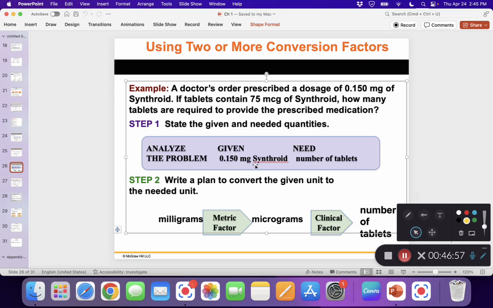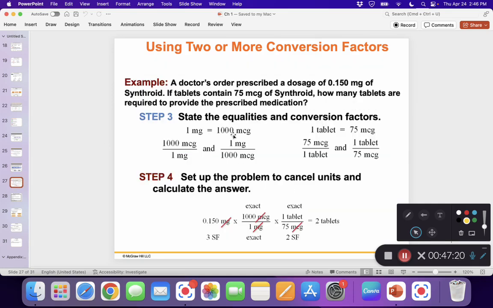Okay, so given is milligram, we have to go from milligram to microgram, and then we have to relate the microgram to how many tablets we need. So that is the plan, how to reach the number of tablets. So let's set up what we need. We start with 0.150 microgram, sorry, milligram, my bad.